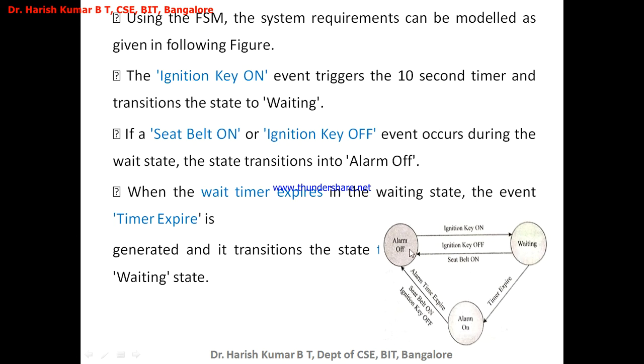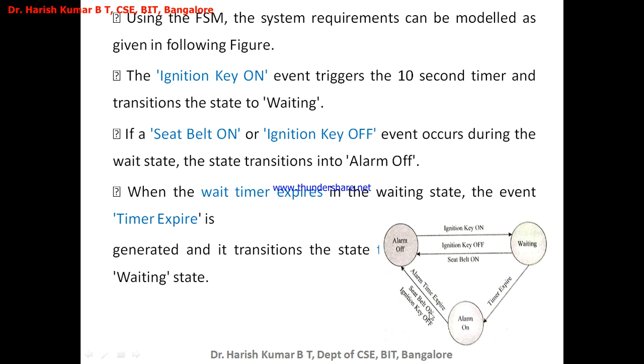Now how will the transition happen here? Say alarm is off and the ignition key is on. So it goes to the waiting state and waits for the user to fasten his seat belt for 10 seconds. Now if the seat belt is on within that 10 seconds, or the ignition key is off, it will go back to alarm off state. So if the timer expires, so the user has not turned off the ignition key, or he has not even turned on the seat belt, then the timer expires, it will move from the waiting state to the alarm on state and start emitting the audible sound.